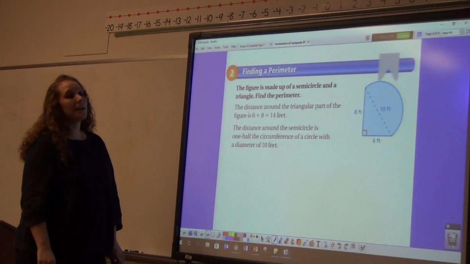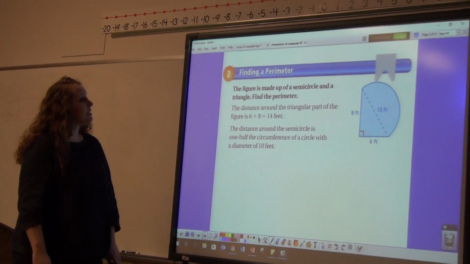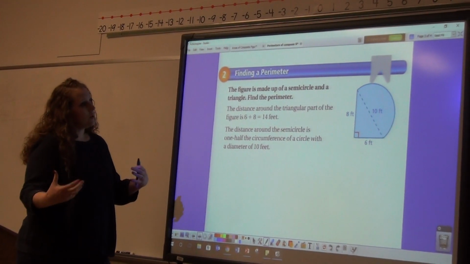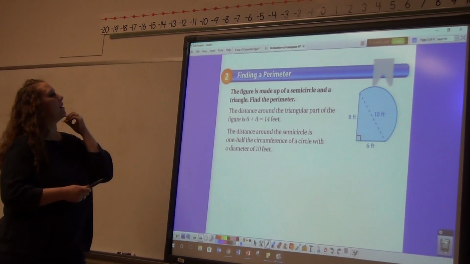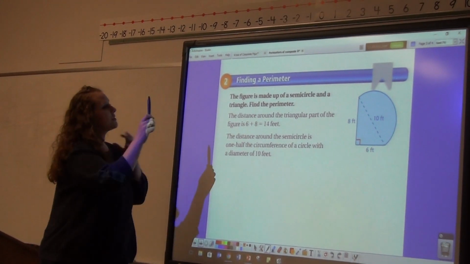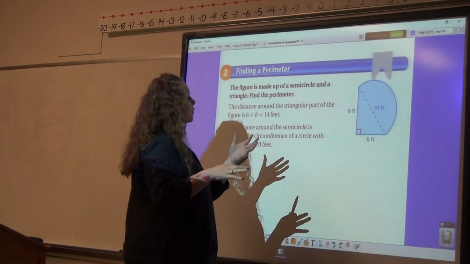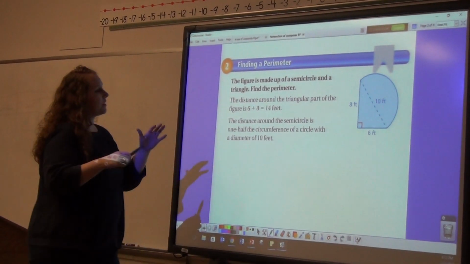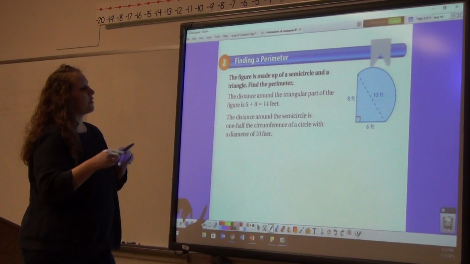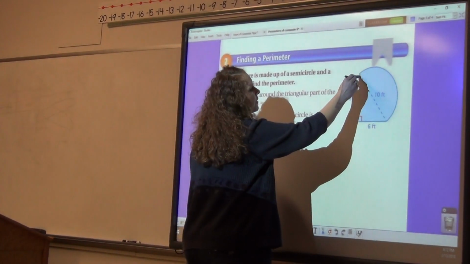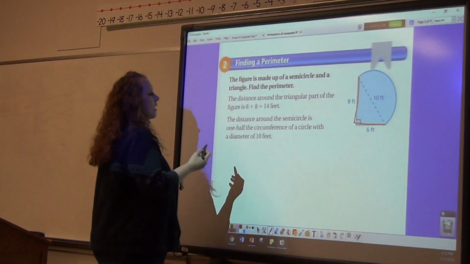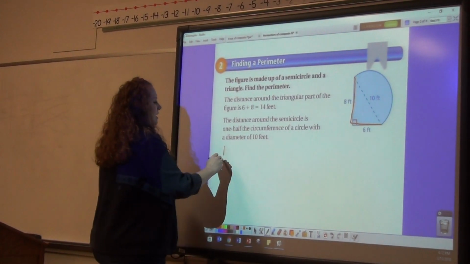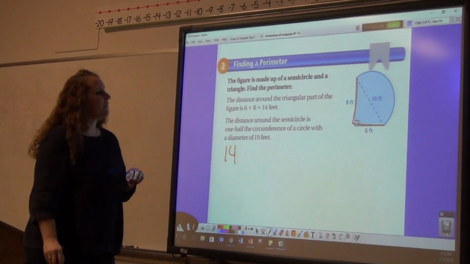All right, when we are not estimating, when we are actually given the lengths, we need to use the equations that we have for perimeter. Okay, so this figure shows a semicircle and a triangle. What we're going to do is find the perimeter of the entire thing. So I know the perimeter of that just by looking at it. 8 plus 6. 8 plus 6 is 14. So far we have 14 feet.